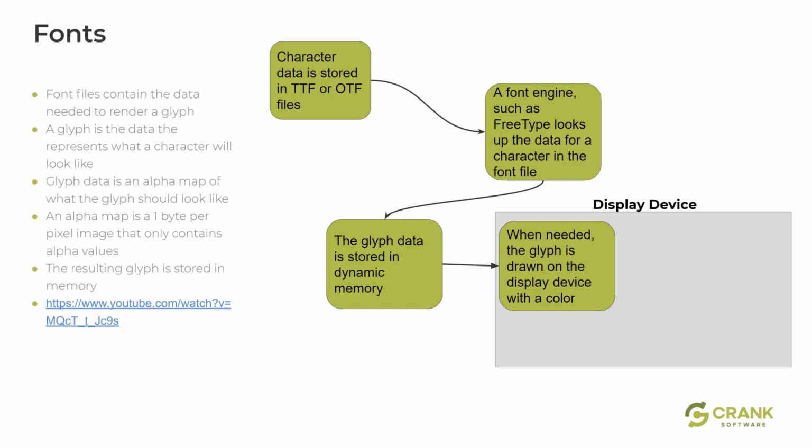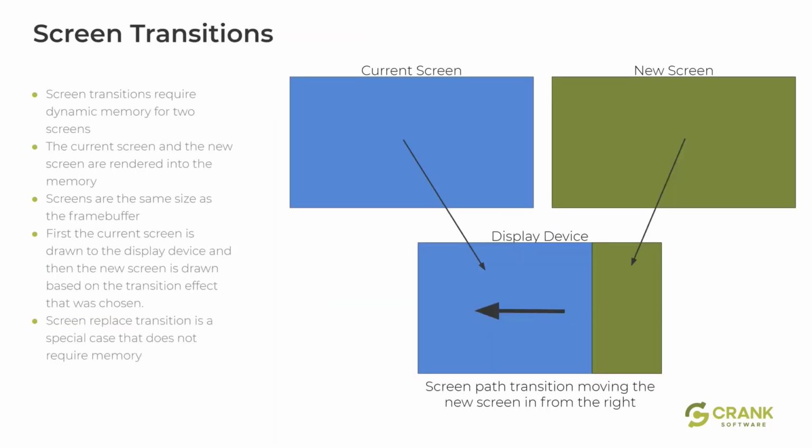But for this presentation, we're just trying to explain where the dynamic memory is being used. Screen transitions. So here's another case where it's a pixel calculation, and when we do screen transitions within Storyboard Engine, what we do is we composite the first screen, the current screen you're on, into an off-screen memory buffer, which requires dynamic memory. And then we composite the new screen in dynamic memory.